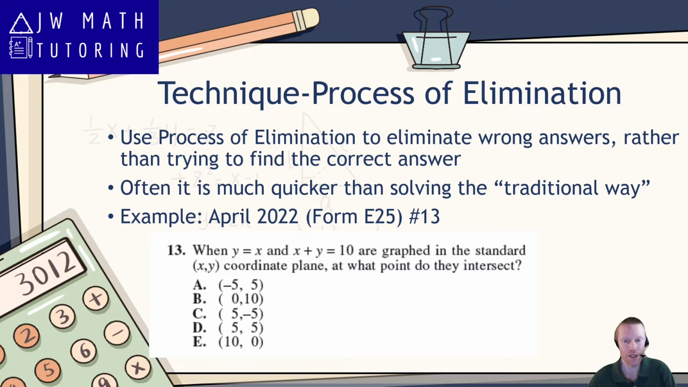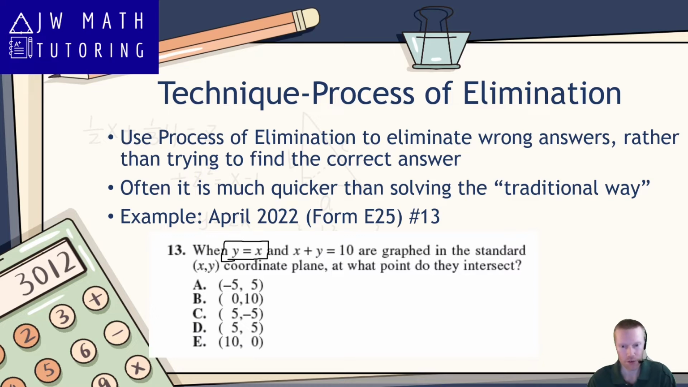And you could find the value of x or y, and then plug that back in to find the value of the other variable. But if we use the idea of process of elimination on this, it is much quicker and much easier to figure out what the correct answer is going to be. So notice a couple things. First of all, in one of the equations, they tell us y is equal to x. So notice that, okay, y equals x. That means x and y have to be the same value.